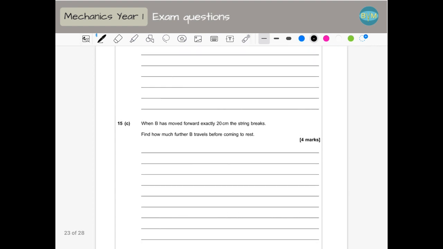Then when B has moved forward 20 centimeters, the string breaks. Find how much farther B travels before coming to rest. When they are asking in forces or pulley or connected particles questions something about distance or time or velocity, you have to remember that this is going to be a SUVAT question, because it's going to be constant acceleration, and therefore we can apply SUVAT.